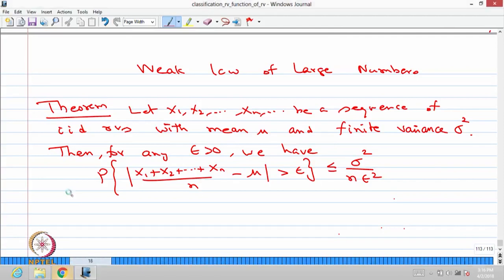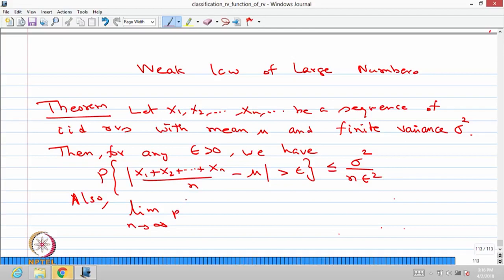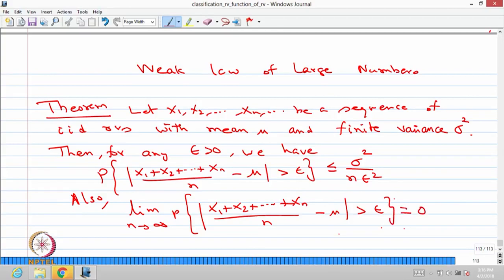Also, limit n tends to infinity of the probability of the event, that is absolute value of (x1 plus x2 plus so on plus xn) divided by n minus mu, which is greater than epsilon, this becomes 0 as n tends to infinity. Then we say that this sequence obeys weak law of large numbers.